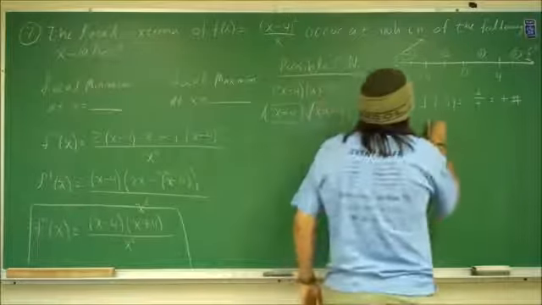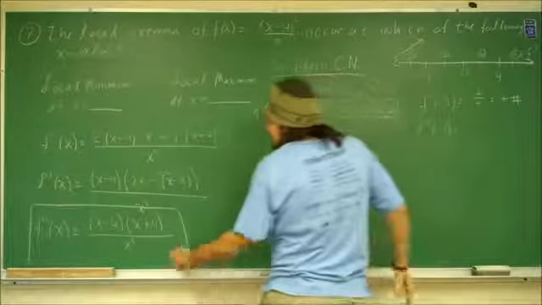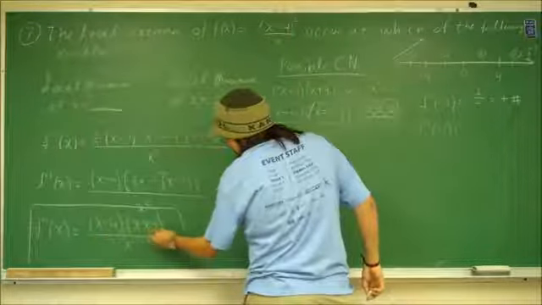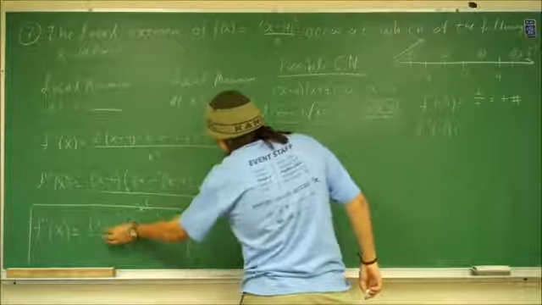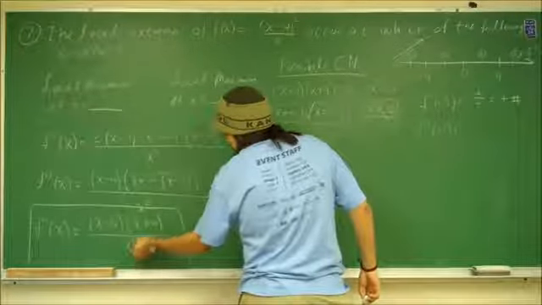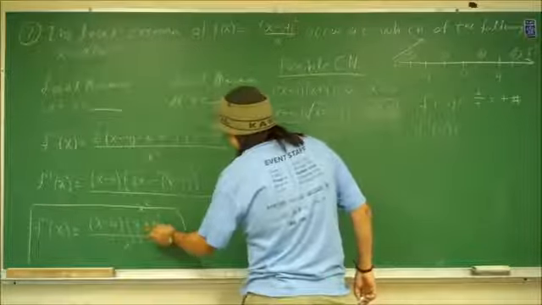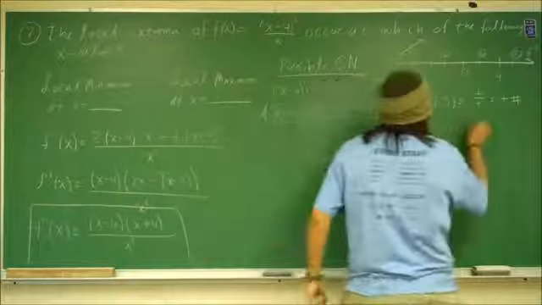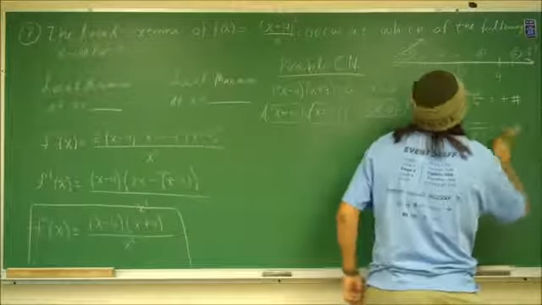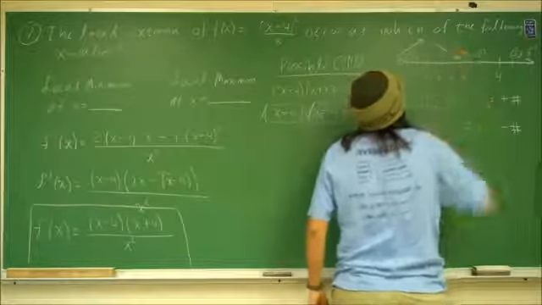Okay, so now f prime of the next test point, negative 1. Negative 1 minus 4, negative number. Negative 1 plus 4, positive number. So negative times a positive, negative number. Now you have negative 1 squared. Like I said, this will always be positive. So we had a negative times a positive, that's a negative, divided by a positive is a negative. Alright, so we have a negative number. That means that from negative 4 to 0, the function is decreasing.